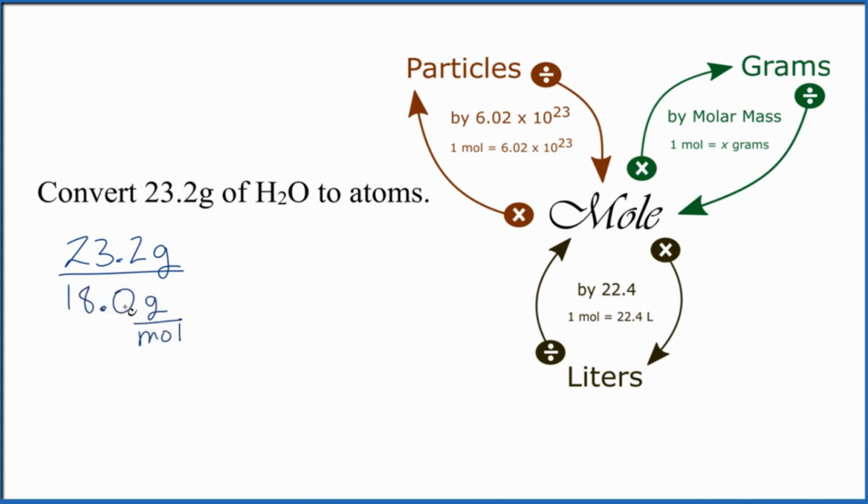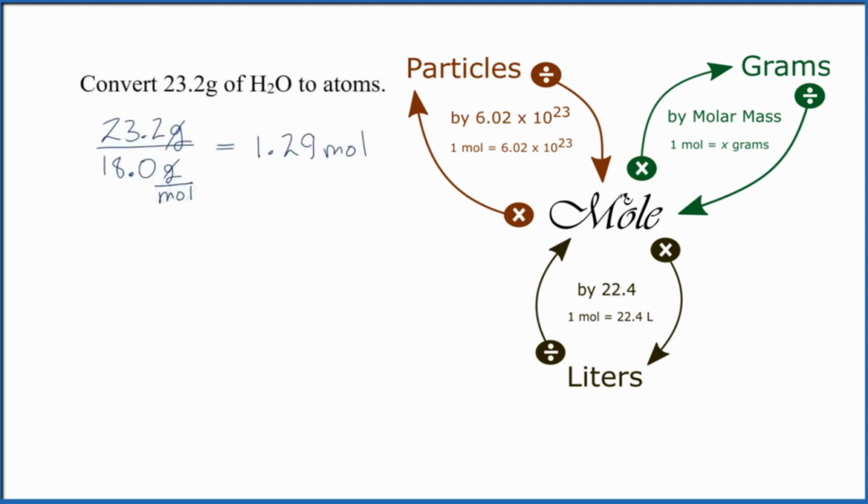The molar mass of water is 18.0 grams per mole. Need help finding that? There's a link at the end of this video. So when we divide, grams will cancel out. That's going to leave us with our moles. And we end up with 1.29 moles of water, H2O. Now we can multiply by Avogadro's number, and that'll give us the number of water molecules. Let's try that.